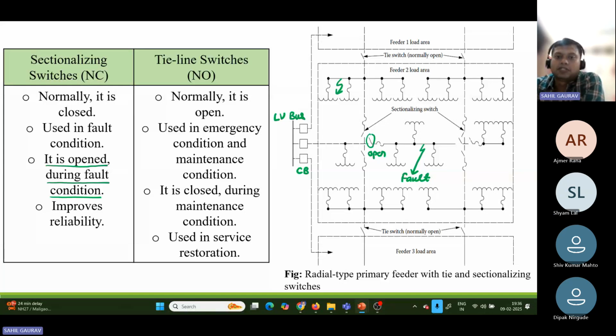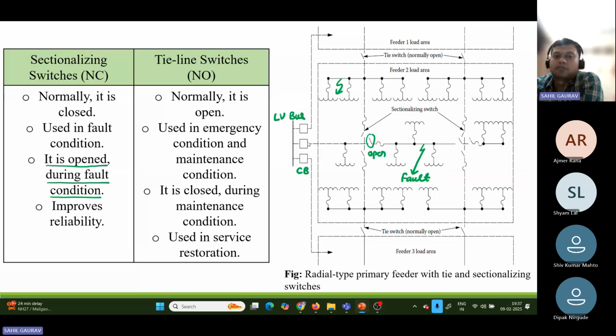Just understand this. If there is a fault, then we use the sectionalizing switch to remove that section. Sectionalizing switch means we are removing the section when a fault happens in some section or some part of the area. While the tie line switches we use to take power from the other feeders when some maintenance is going on.